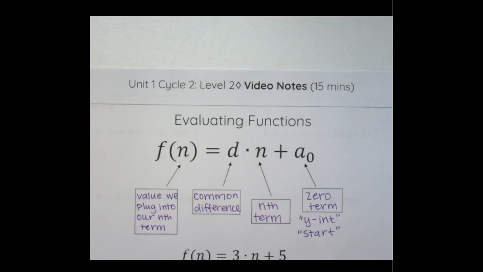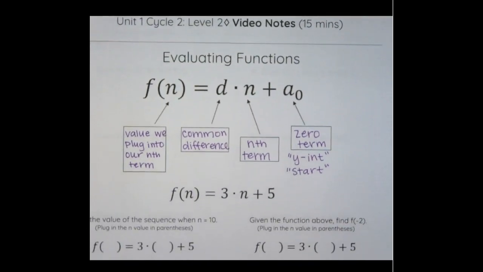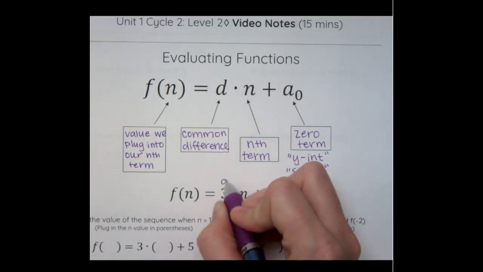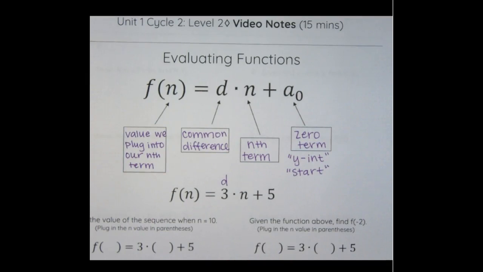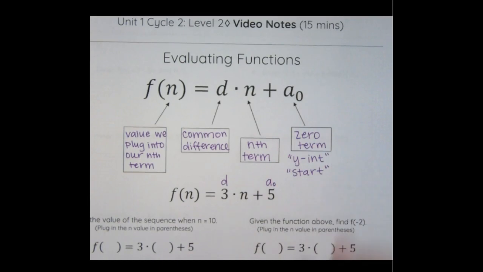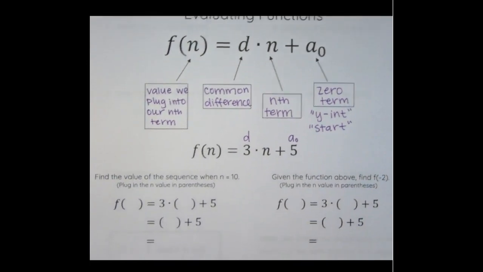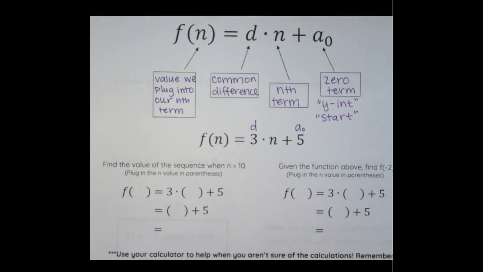So now we're going to look at a function and see what we can do with it. So we've got f of n equals 3, so the 3 is our common difference, times n plus 5. 5 is our zero term, or a sub 0. Kind of like an exponent, but it's below. So let's see what this question is asking us. It is telling us to find the value of the sequence when n equals 10.